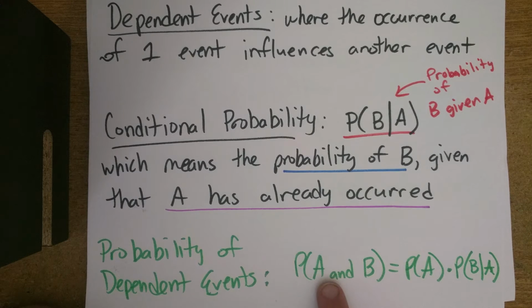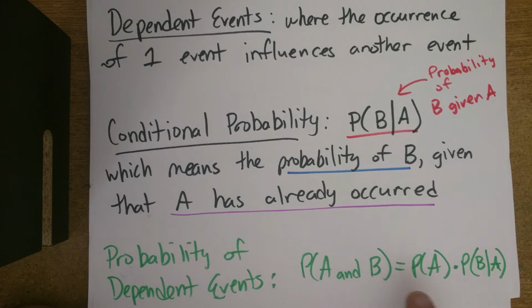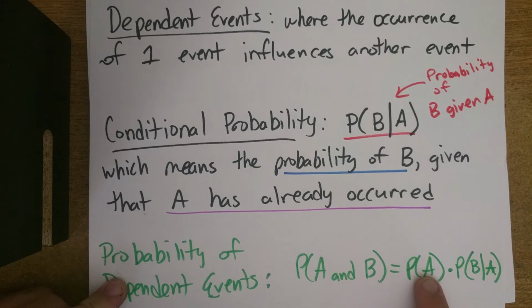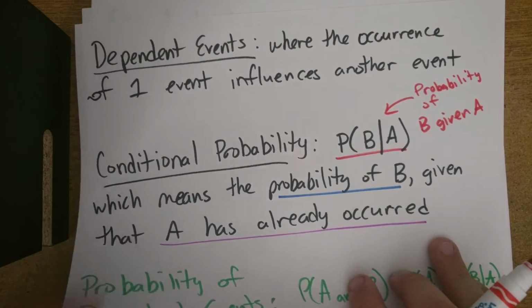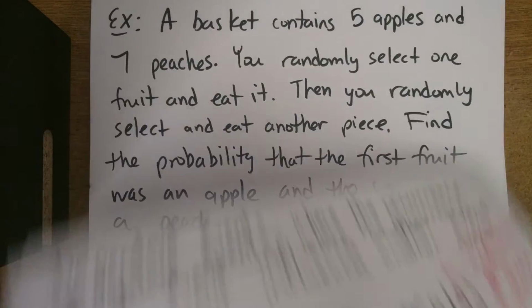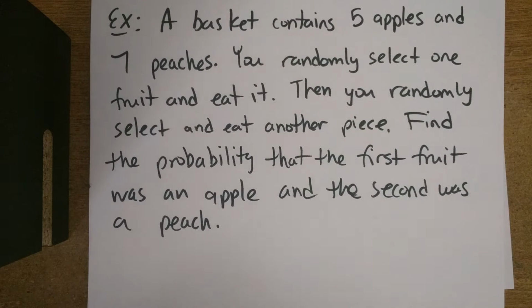P of A and B is equal to the probability of A, so whatever that first probability is, times the probability of B given A. So I'll show you an example of what this looks like. All right, this is our last problem on here, by the way.